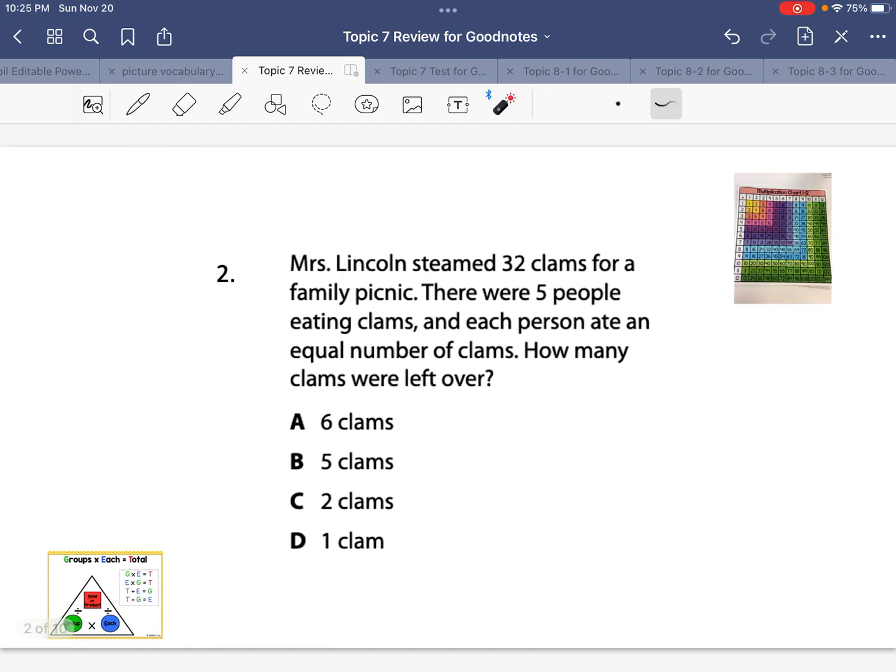Problem 2 says, Ms. Lincoln steamed 32 clams for a family picnic. There were 5 people eating clams, and each person ate an equal number of clams. How many clams are left over?